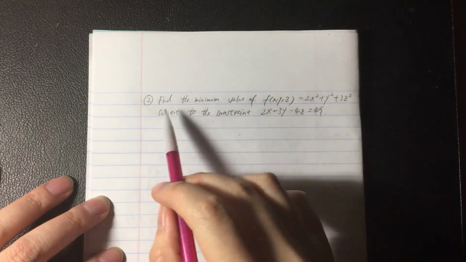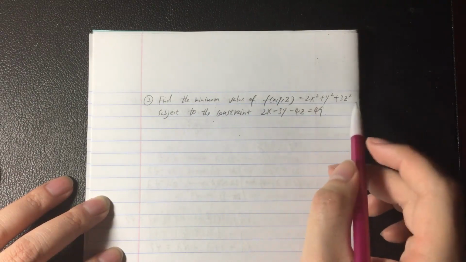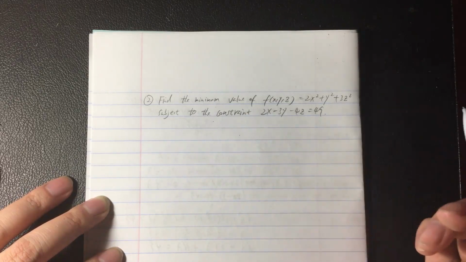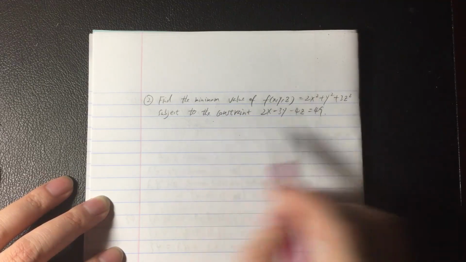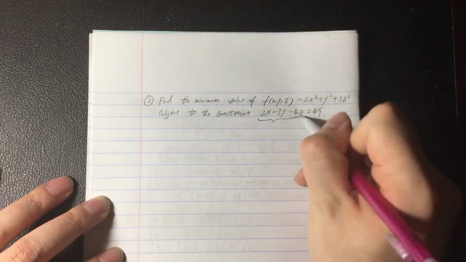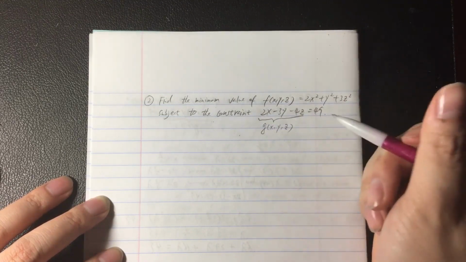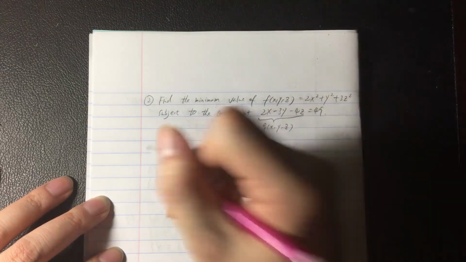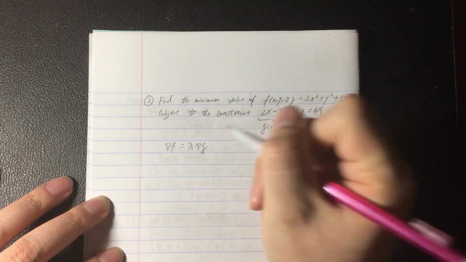Next example, find the minimum value of f of x, y, z equal to 2x squared plus y squared plus 3z squared, subject to the constraint 2x minus 3y minus 4z equal to 49. Here in this problem, function f is an objective function, and this equation here is a constraint. Usually we consider the constraint as a function g, and it has 3 variables. We consider this is g of x, y, z. In order to find the minimum value for function f, we can use Lagrange multipliers. So gradient vector of function f equal to lambda times gradient vector of function g.